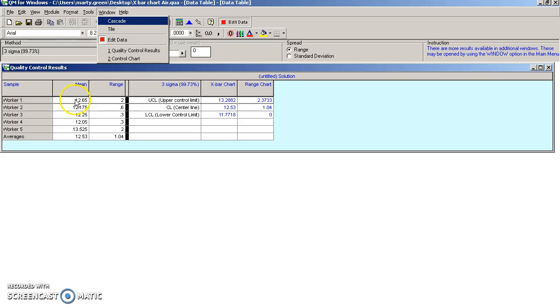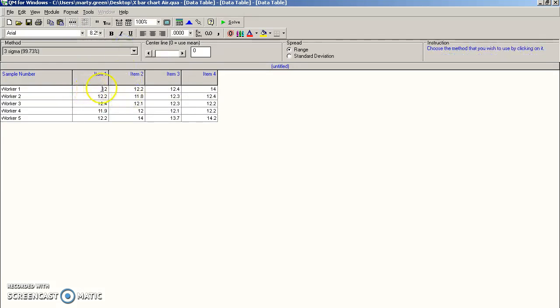But for instance, for worker 1, their average or center line mean for that one worker is 12.65. For worker 2, it's 12.17, so on and so forth. It adds these together, divides by 5, and it gives you your grand mean, or your overall average of 12.53. Same thing for the range here. The high versus the low. You'll recall we were looking again at worker 1. The difference between 12 and 14 is 2.